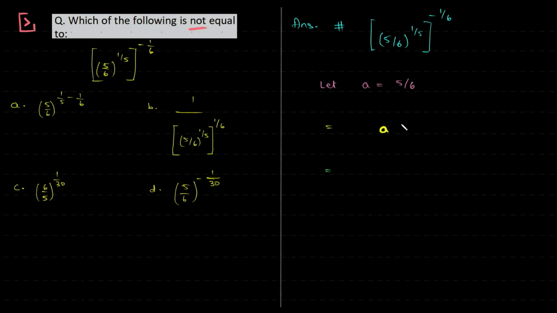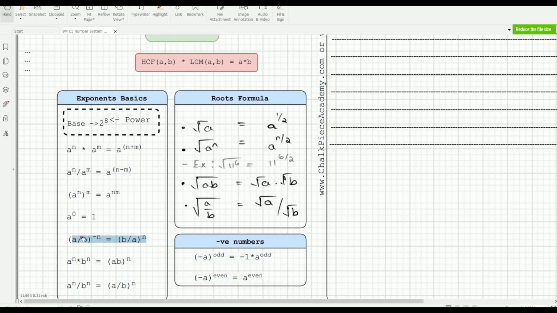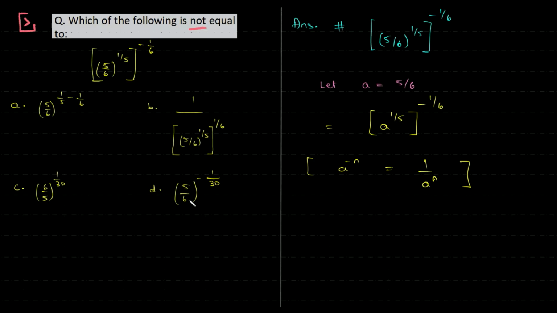So we have a^(1/5) whole to the power of minus 1/6. So we know that, let me write the formula, a to the power of any negative power is 1 by a to the power of that particular term. Agree? This is one of the formulas. I have it in a different form over here: (a/b) whole to the power of minus n is (b/a) whole to the power of plus n. Is it not? So that's what we have done over here.